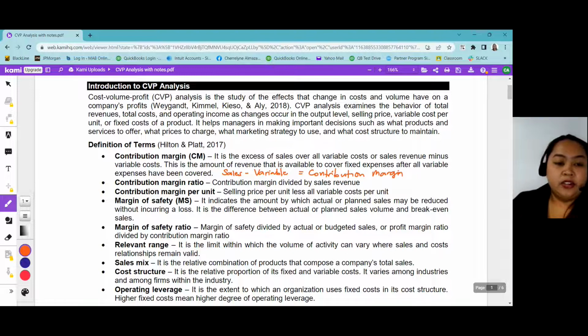Okay. Next, your contribution margin ratio naman is your contribution margin over sales. Okay? So, ano bang portion ng inyong sales ang contribution margin or anong percentage ng sales ang inyong contribution margin? Okay? Contribution margin per unit is your selling price per unit less variable cost per unit. Okay? And then next is yung margin of safety.